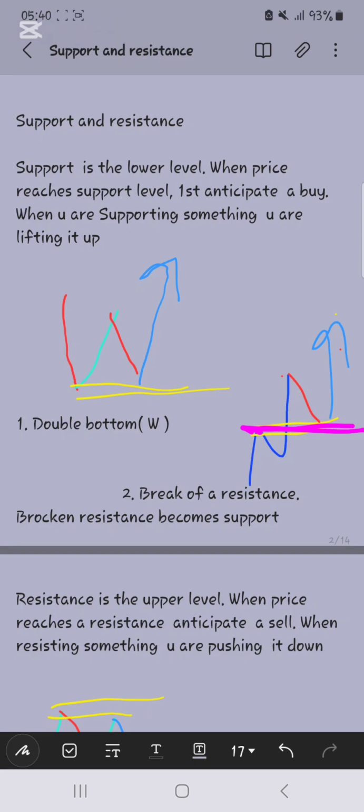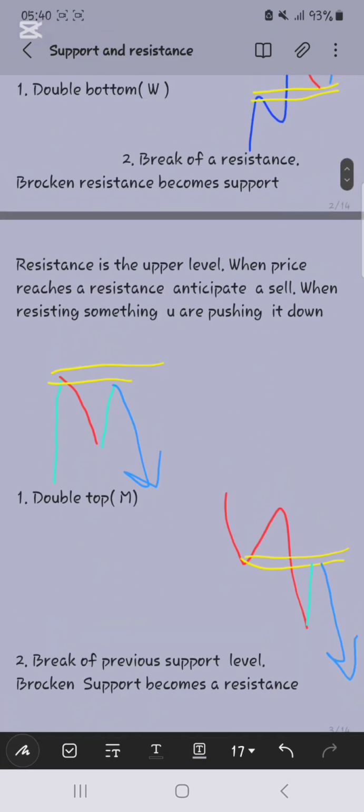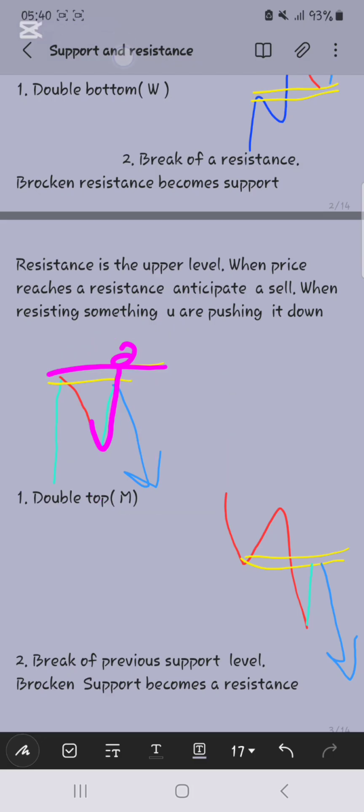So what is a flip zone? This area over here. Let me first start by discussing what a resistance is, so that this can be a little bit easier for you to understand. A resistance is just the opposite. A resistance is the upper level, when the candlesticks are below our area of interest and they are coming up to it. When you are resisting something, it's like you are pushing it down. So we anticipate to sell when you see a resistance area. So that's what a resistance is.